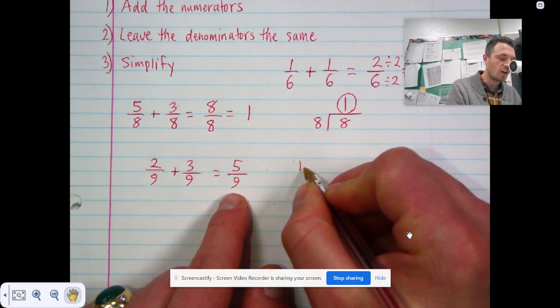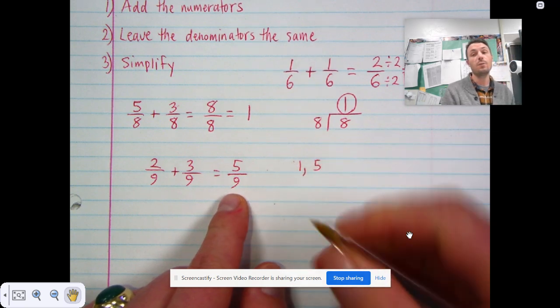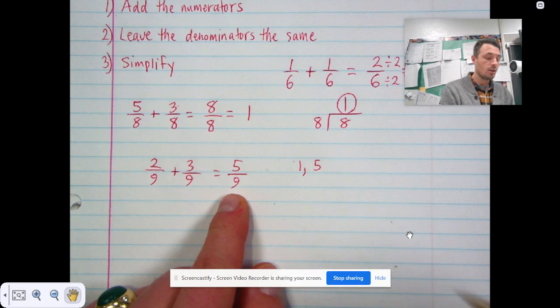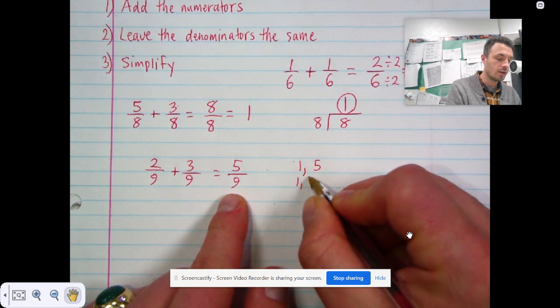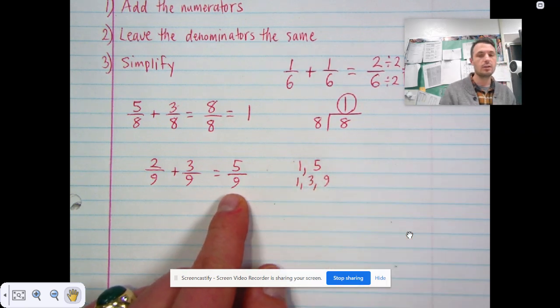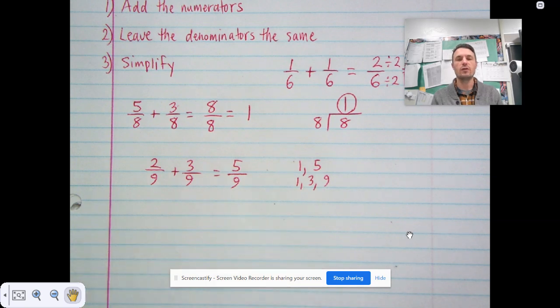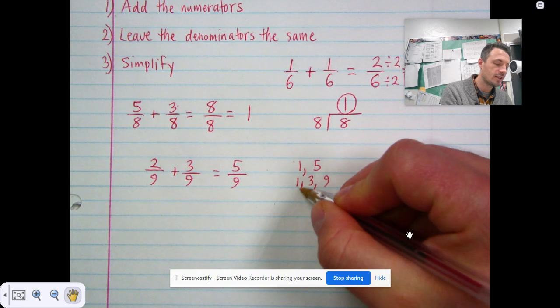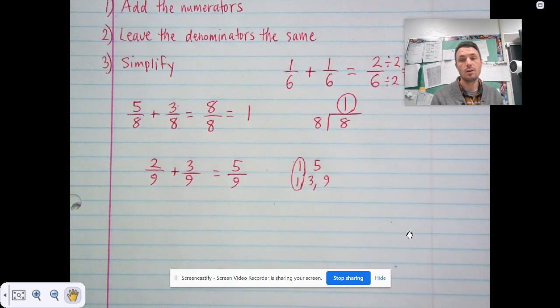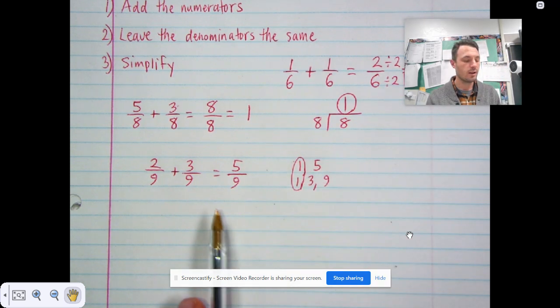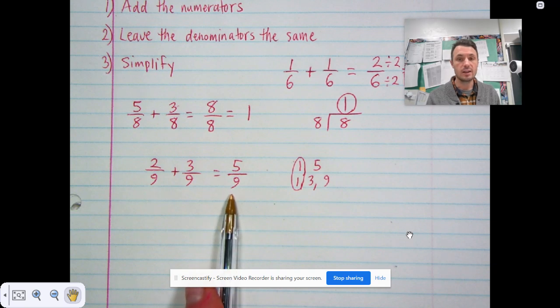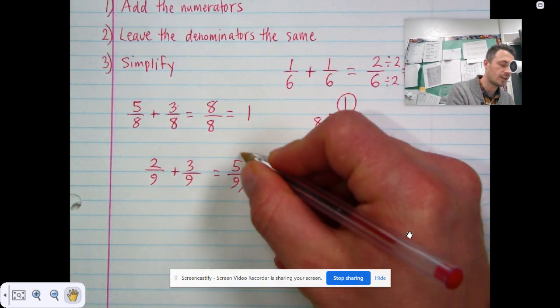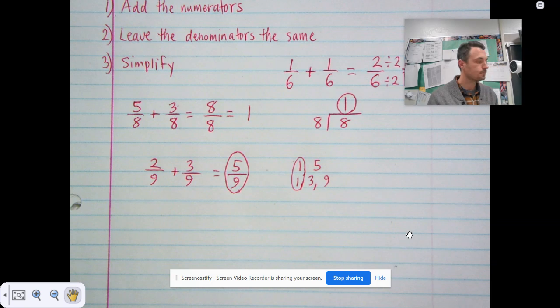You list the factors of 5. It's just 1 and 5 because 5 is a prime number. You list the factors of 9, 1, 3, and 9, and look what happens when you try to find the GCF, or the greatest common factor. The GCF is 1. When the GCF is 1, the fraction is already in simplest form. So that's the answer, 5/9.